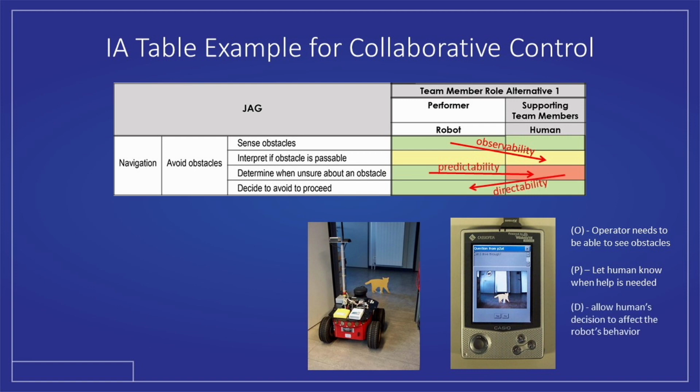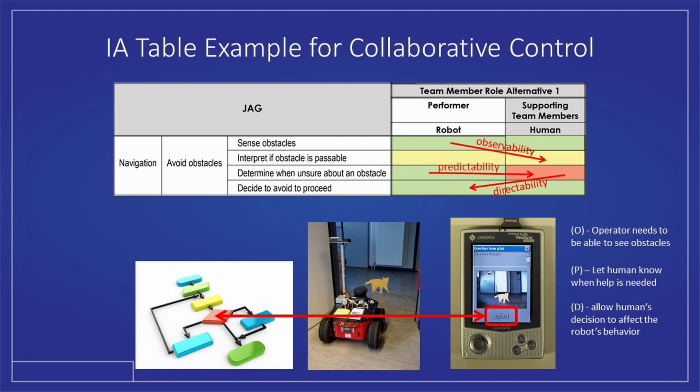And last, there's also a directability requirement to allow the human's decision to alter or influence the robot's behavior. This was accomplished by some yes-no buttons on the interface. However, that's not enough to accomplish directability. It involves an algorithm on the robot that can incorporate that input into its decision cycle. The design implication here is that OPD requirements don't just affect the human interface, but can and often do also affect the design of the control algorithms.